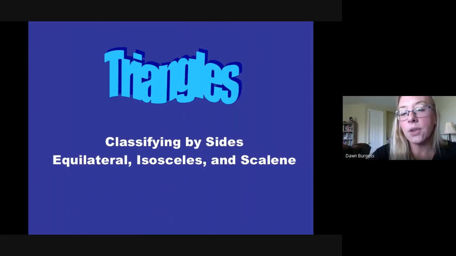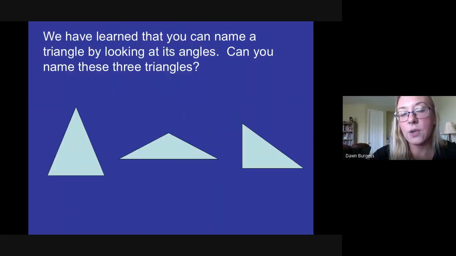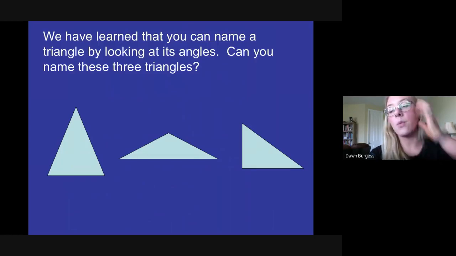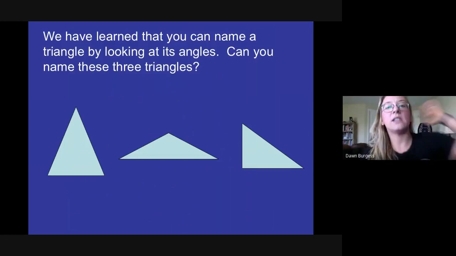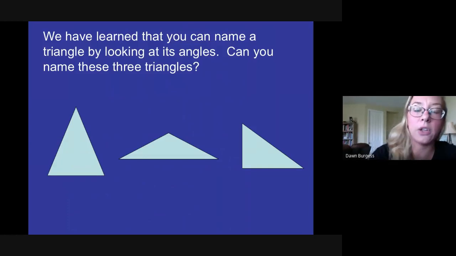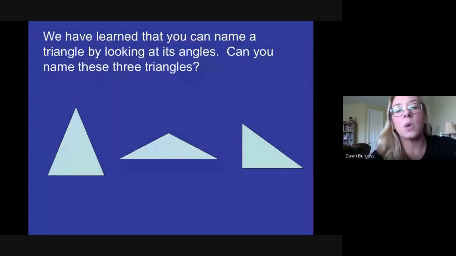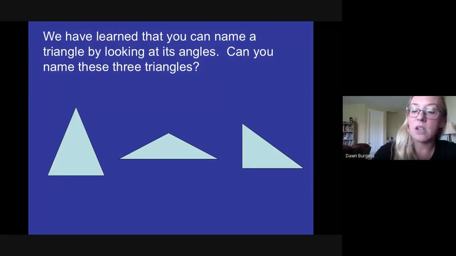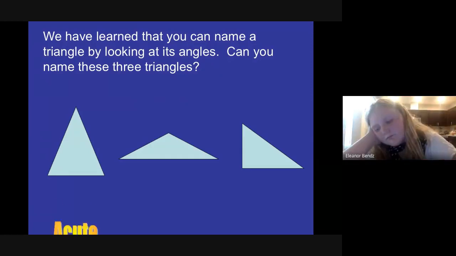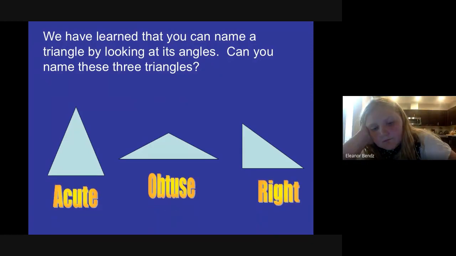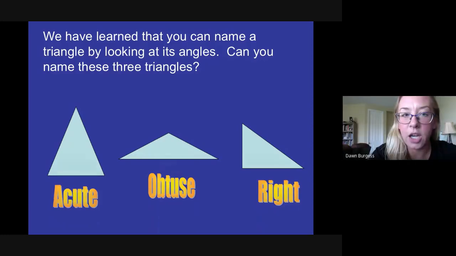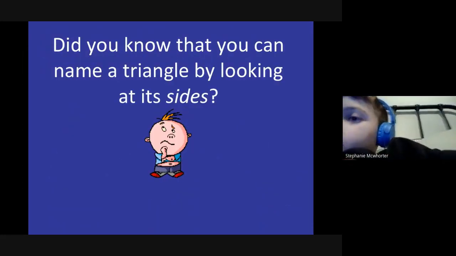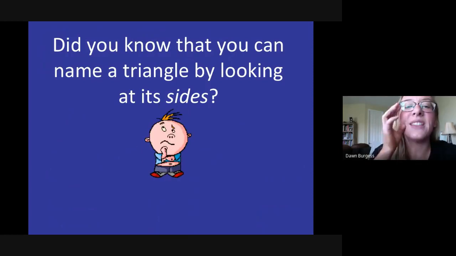All right. So the other thing is that you can name a triangle by the lengths of its sides. Okay, so we've already learned that we can name a triangle by looking at its angle. So the first one there would be an acute triangle, right, on the left-hand side. Then we have an obtuse triangle, and then we have a right triangle. I'm just naming them based on what angles I can see. Acute, obtuse, and the right. Good. Oh, you put a right in the left corner. Yeah, true. That is kind of funny, huh?